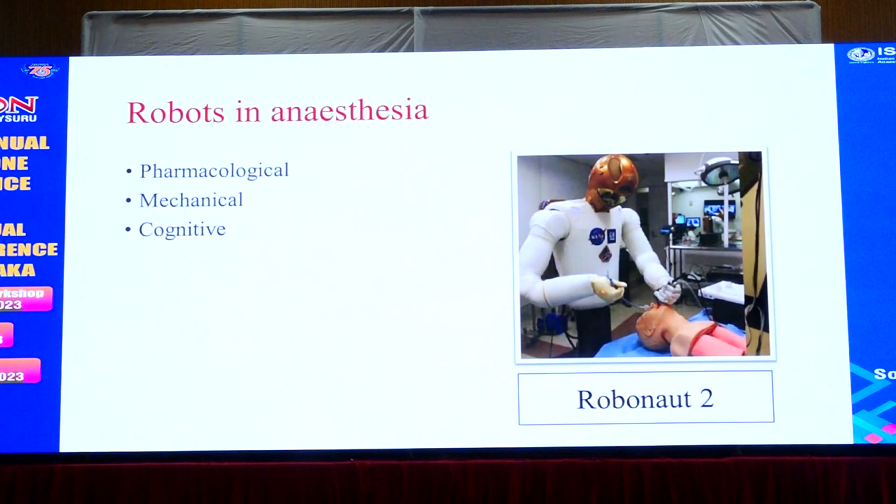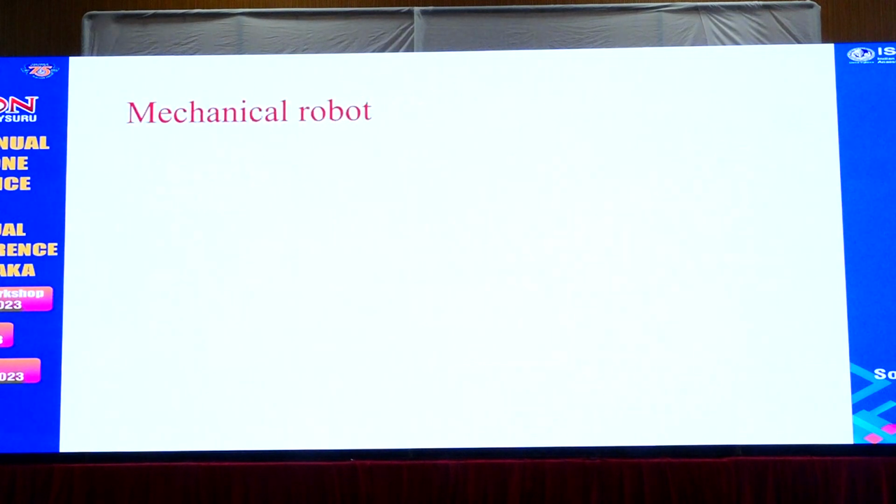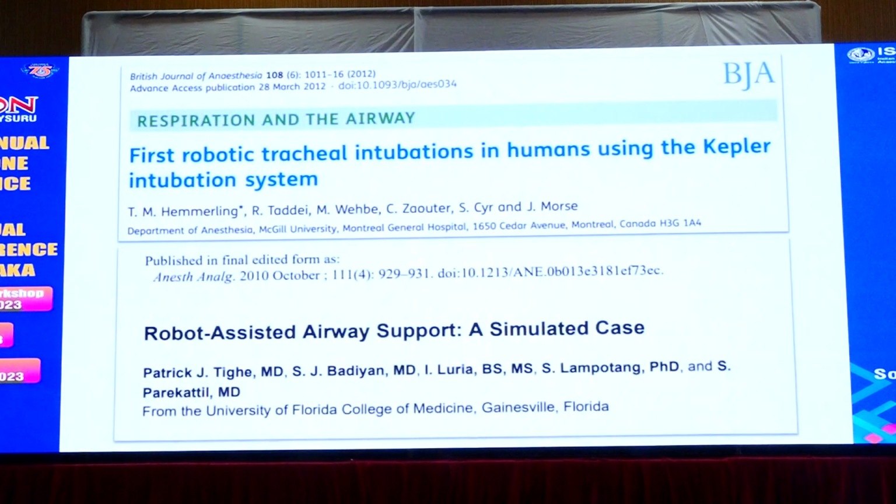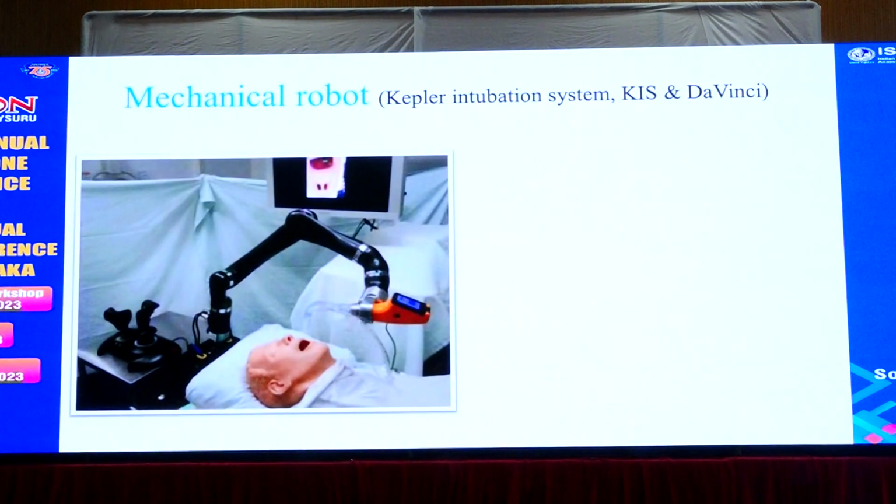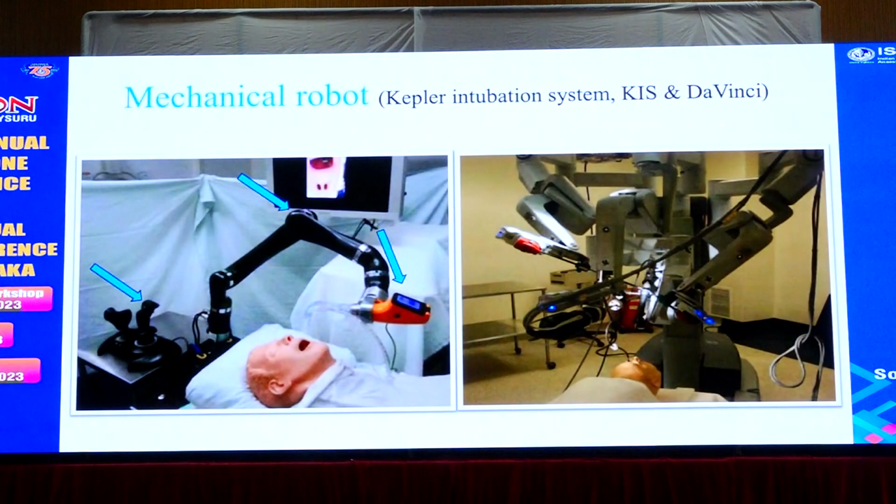Coming to robots, there are 3 types of robots which are used: pharmacological, mechanical, and cognitive. Mechanical robot, with this particular paper from BJA and Anesthesiology: the Kepler intubation system from Canada. The investigators used this system where these are the joysticks, a simple arm of the robot, and they used a video laryngoscope to intubate the human. This was the first robotic intubation of a human done in anesthesiology. That is the usage of mechanical robotics.